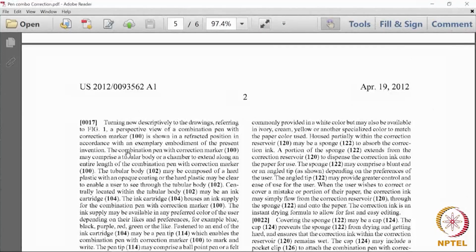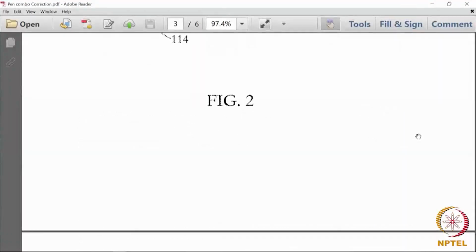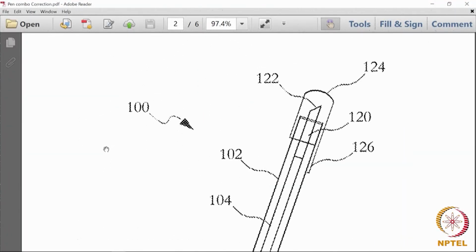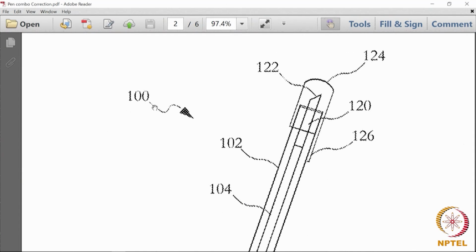Now, in the detailed description, you are going to find these numbers: correction marker in bracket 100, correction marker 100, tubular body 102. Now, if you go back to the drawing, all these parts were marked in the drawing. Okay, 100, the correction marker 100. Now, in the drawing they are not described. I mean, they are not explained in the drawing.